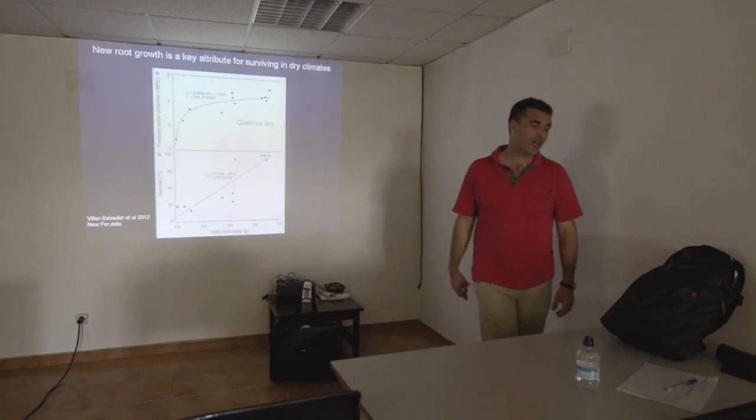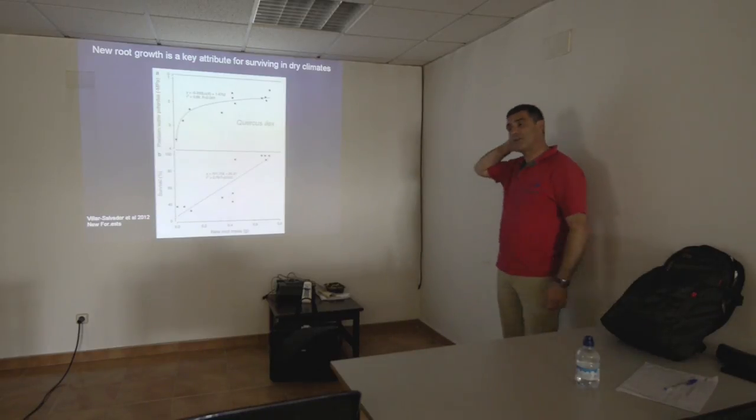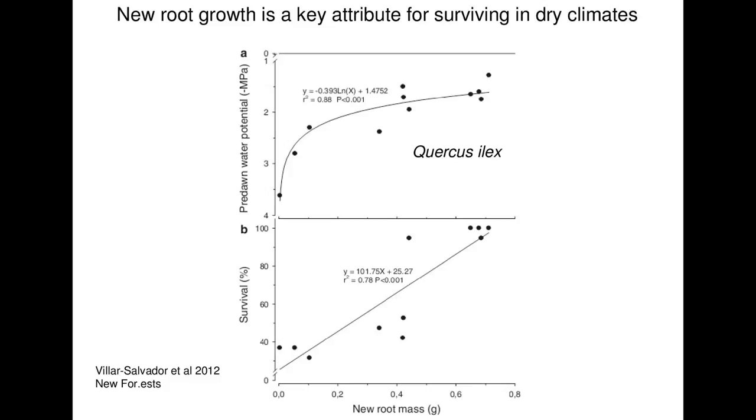Well, this is another result, from one of our studies, and the species I'm showing is an oak, Quercus ilex. What we saw here, similar to the previous one, is that the survival of Quercus ilex after the first summer was directly related to the mass of new roots colonizing the soil. Those plants that produce high amounts of new roots had higher survival.